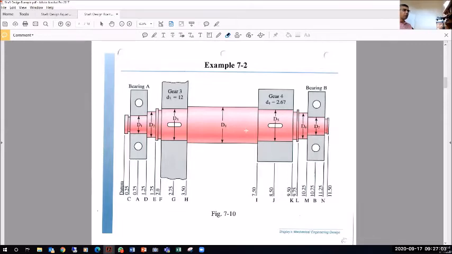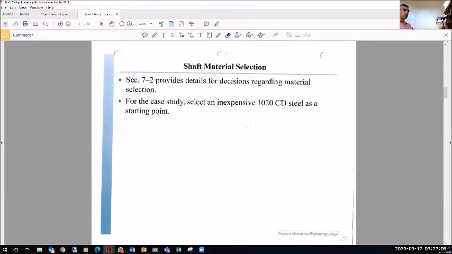So after coming up with a geometric layout, we are going to agree on a material, and as a starting point, we're using inexpensive cold-drawn steel. And as you may recall, when I introduced shaft design, I said typically steel is used for one important reason, because steel is a rigid material. It has a high modulus of elasticity. It is not easy to twist.